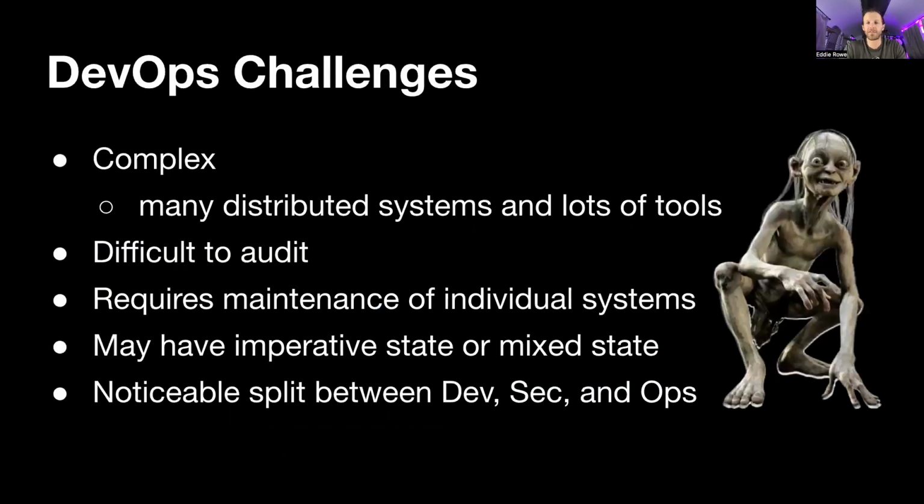Now, the challenge of this DevOps environment is that there's a lot of complexity to it. There are many distributed systems and a lot of tools. Each may require a certain update cycle or maintenance that's unique to those tools. The environment can also be difficult to audit. The maintenance of individual systems can be cumbersome, and they may have an imperative state or a mixed state between imperative and declarative models here. And there's still that very noticeable split between dev, sec, and ops. More touch points, but there is room for improvement there.